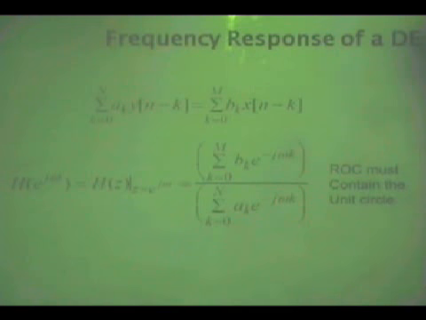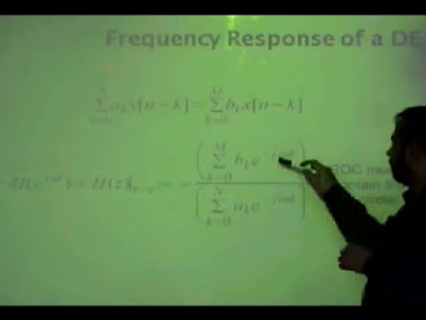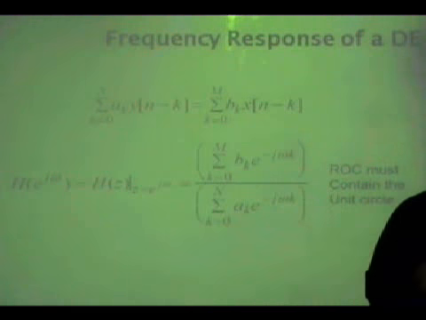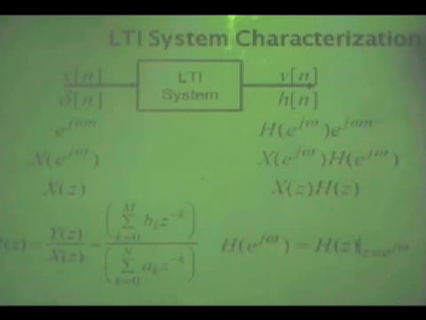And then you need to compute the frequency response, and that is just changing z to exponential j omega. If you do this, it will give you the frequency response, H of exponential j omega. So this is the frequency response of a system. To summarize, this is what we have learned so far.